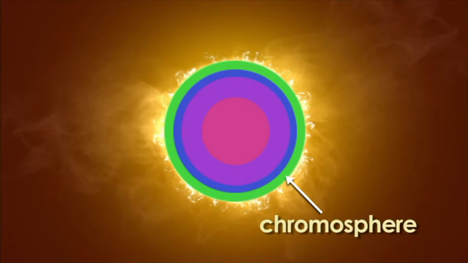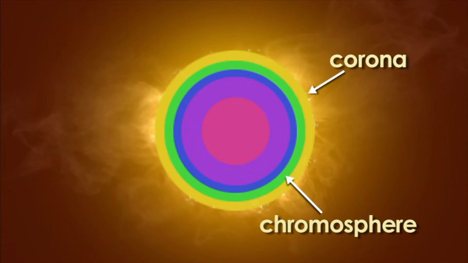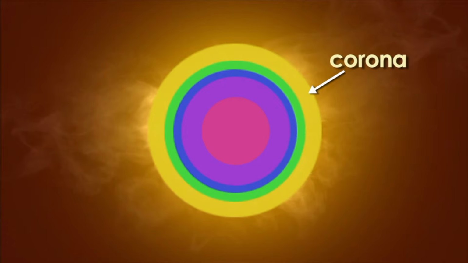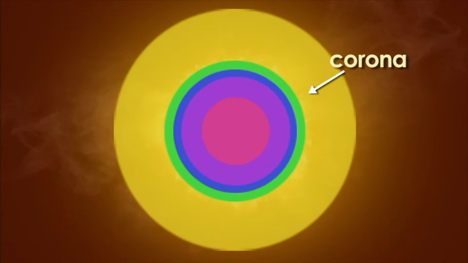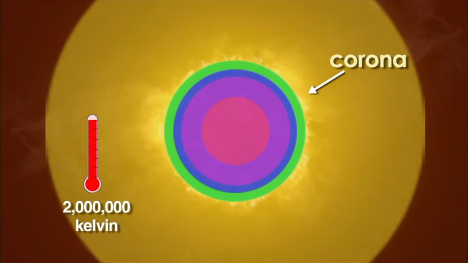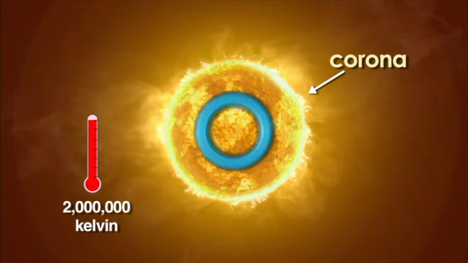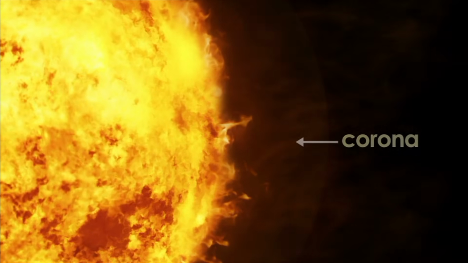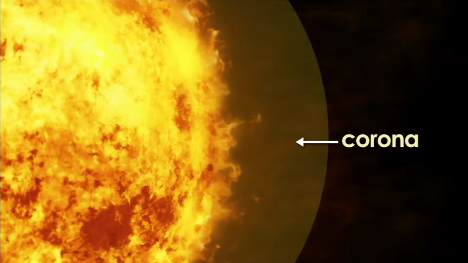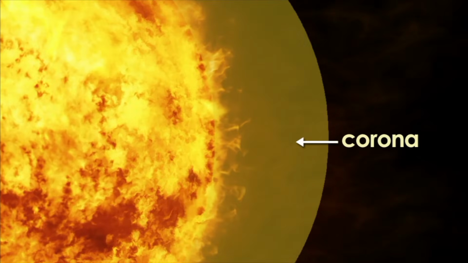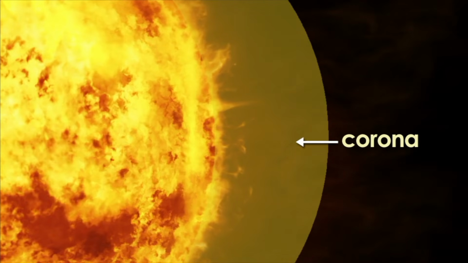Extending just beyond the chromosphere is the Sun's corona. The corona is the outermost largest layer of the Sun's atmosphere. It extends millions of kilometers into space and has temperatures up to 2 million Kelvin. The corona is the faintly glowing, extremely hot outermost layer of the Sun. Although the corona is not on the Sun's surface, it is hotter than the actual Sun.